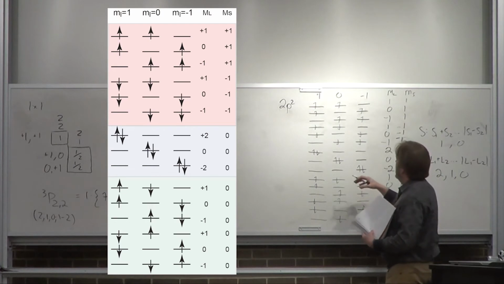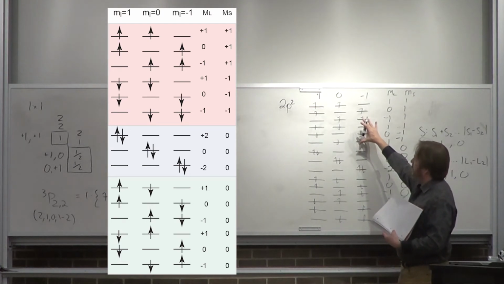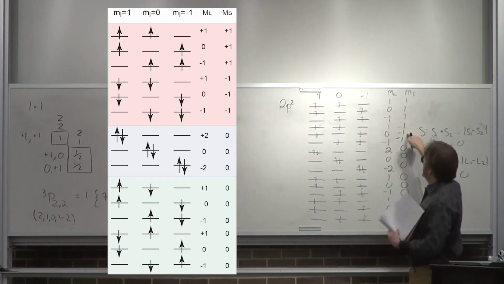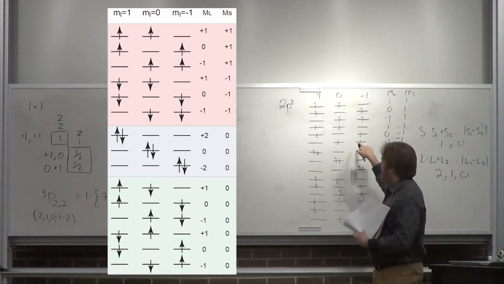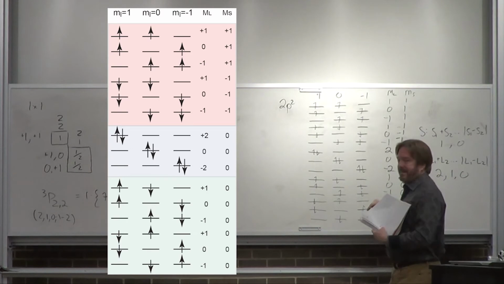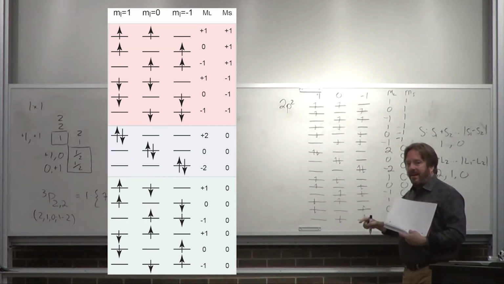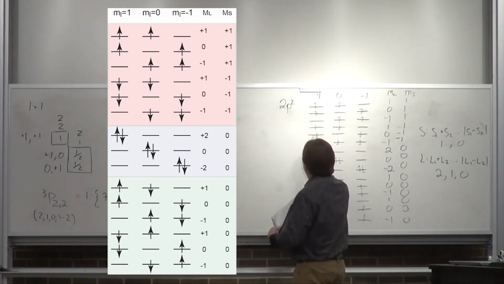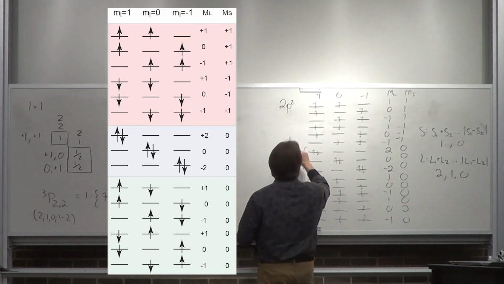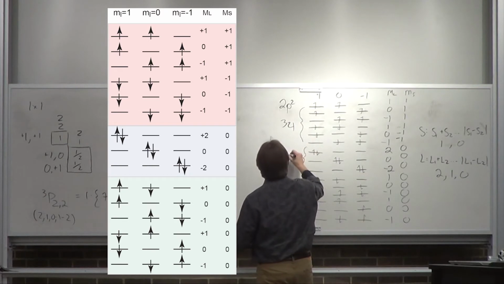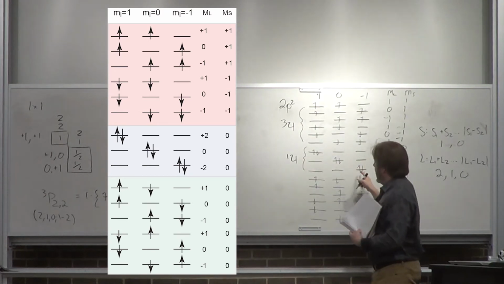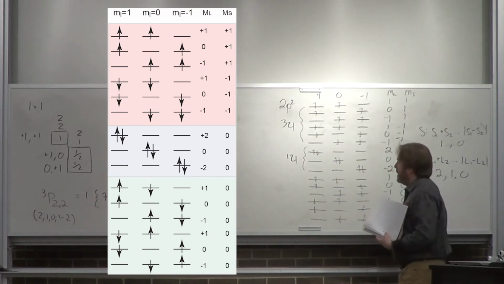Okay, hold on. These are triplets. Okay, they're definitely triplets, right? Because m sub s is 1 or minus 1. It's not 0. So these are triplets. I know that I have 9 triplets, right? But look, there's only 6 states. Only 6 states. Now these 3, let me mark that. These are triplets. They have to be. Now, these are singlets. They have to be. The electrons are paired.